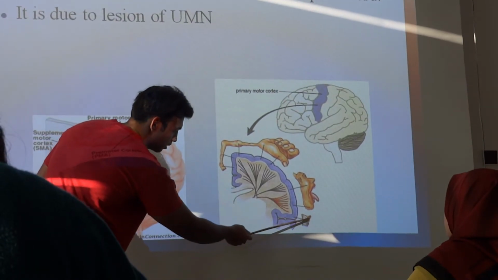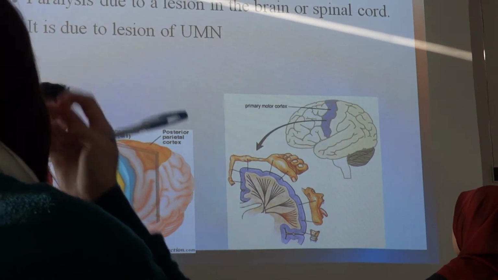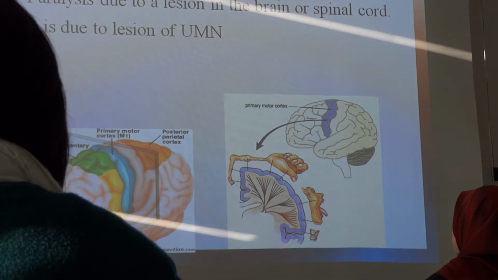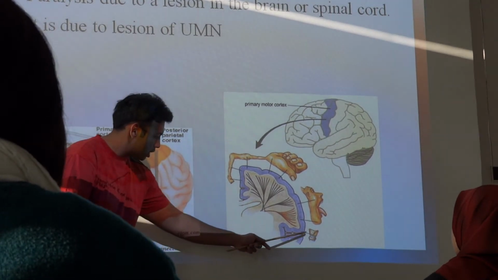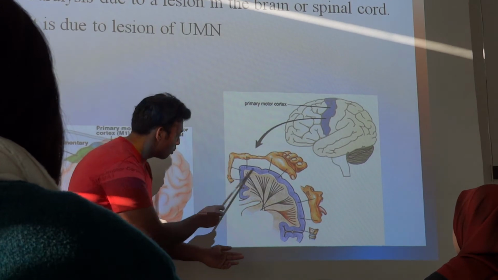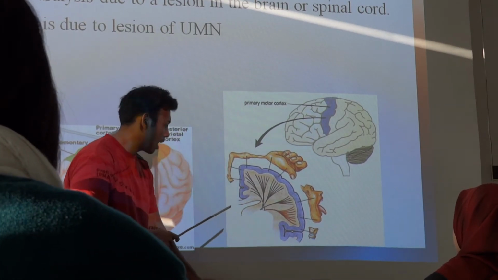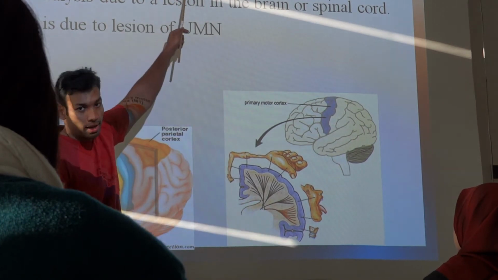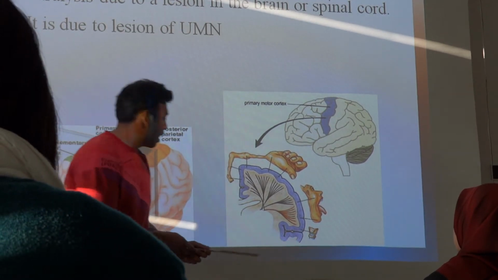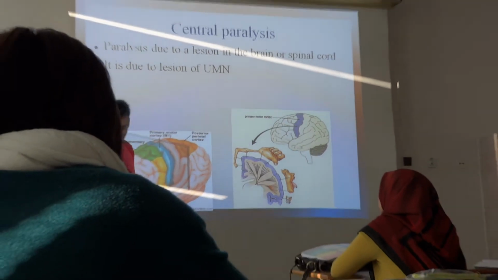And of course there's a part that controls your throat, because you need to swallow, talk. So the edge controls the throat. So this is the motor cortex. And any lesion here, here, here, here, anything happening there would cause central paralysis. And I'll come to that.